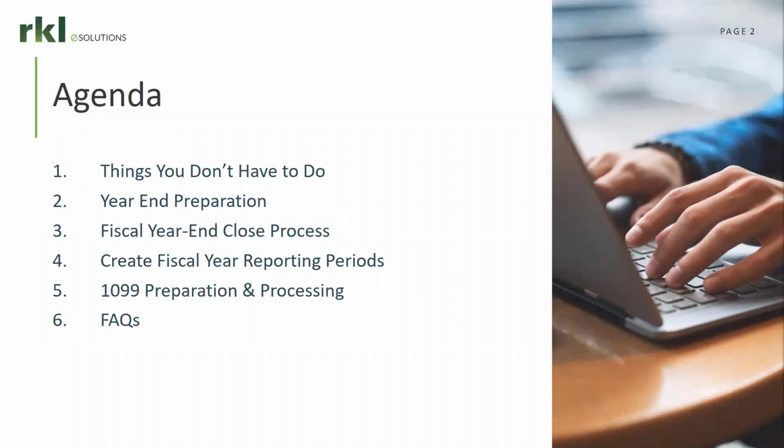We're going to go through 6 things today. Things you don't have to do with Sage Intacct, year-end preparation, financial year-end close process, create fiscal year, reporting periods, 1099 preparation and processing. And I can't wait to talk to everybody about that one based on how our 1099s were last year. And then we're going to go through some frequently asked questions that tend to pop up from year to year, so hopefully we can curb any of those questions before the end of this.